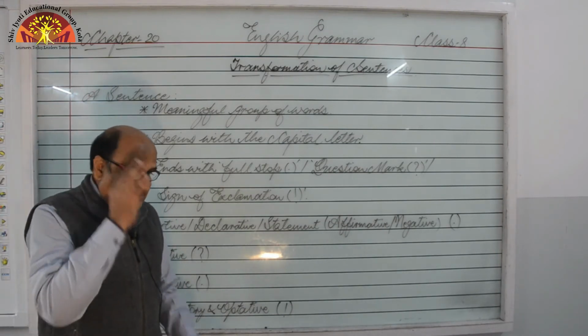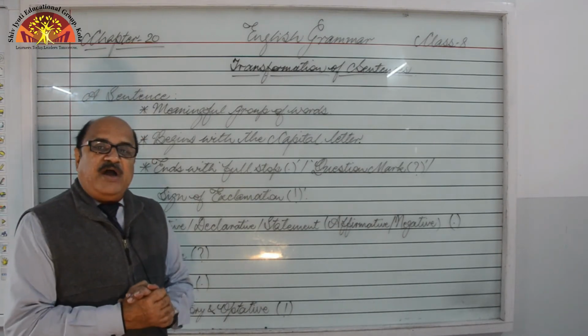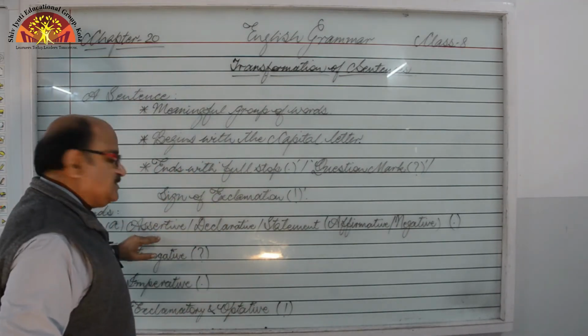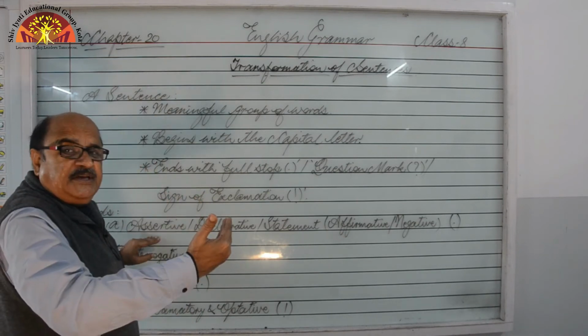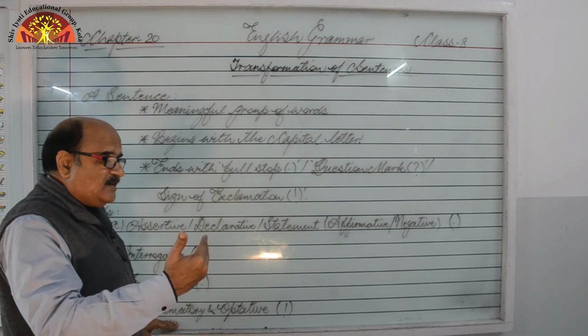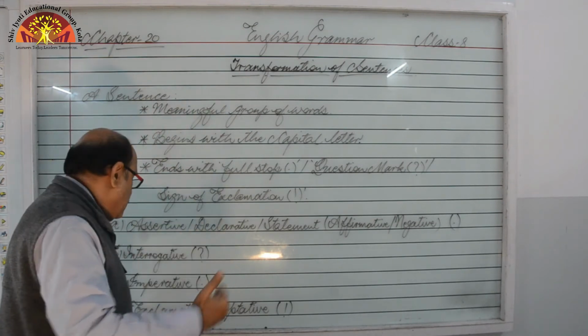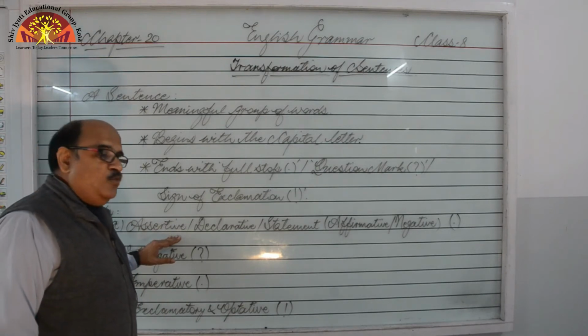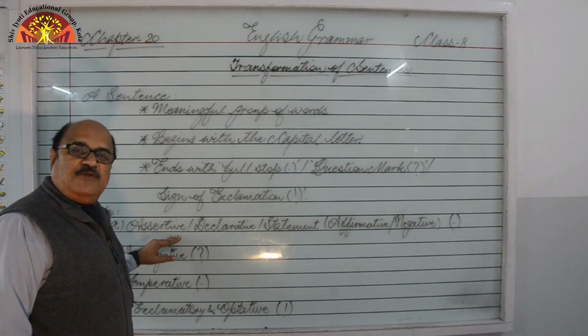So now exclamatory to assertive. Suppose the sentence is, this is a very beautiful scene. This is assertive. How beautiful this scene is. And suppose I say, what a great sense of humor you have. This is exclamatory, and it will be changed into its assertive form: you have a very great sense of humor.